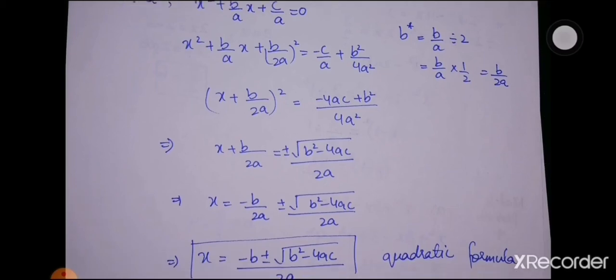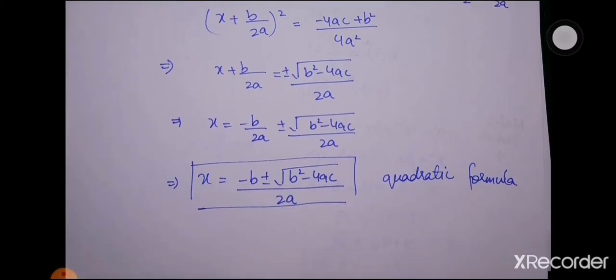So next we will apply square root on both sides, and then square root of 4a square is equal to 2a, and here we generate the quadratic formula. That's why we are having a proof that how quadratic formula is generated and how it is useful to solve quadratic equations.